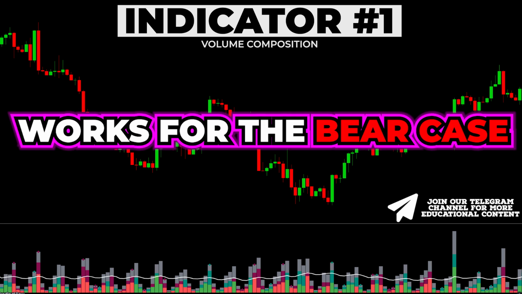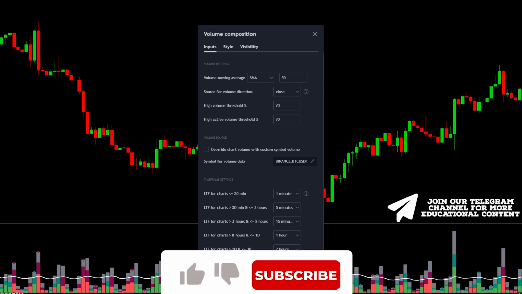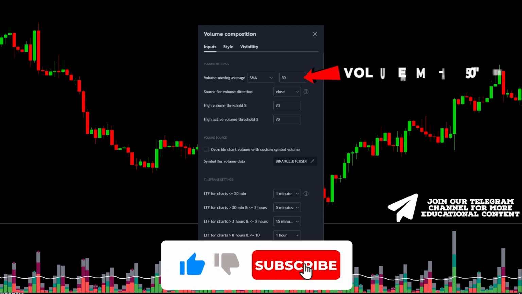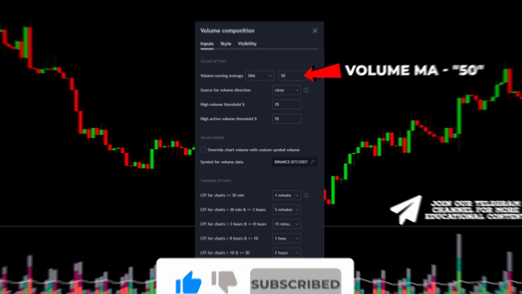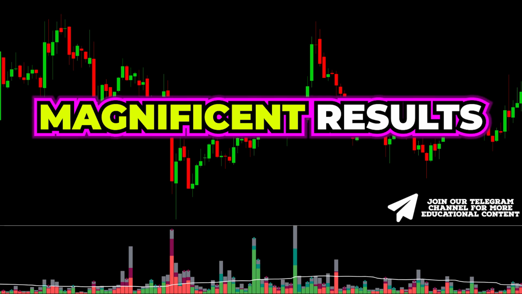Exactly the opposite works for the bear case. At least 75% of the volume bar should have a red color, while the volume bar should be above the white MA line. Now, open the settings menu and change the volume moving average parameter to 50. At this point, let's see how we leverage this indicator to receive magnificent results.